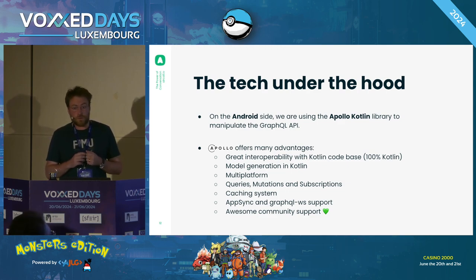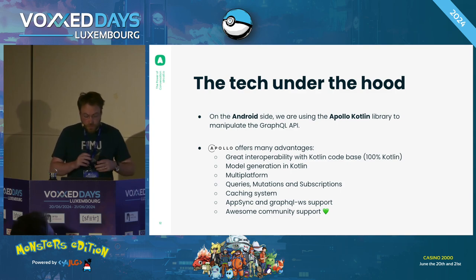It had the advantage also of being multi-platform. If you are interested in the Kotlin multi-platform ecosystem, you can use this Kotlin library to make Android, iOS, and web apps. It has support for query, mutation, and subscription, but that's the GraphQL classic stuff. It has a caching system, and nice interoperability with AppSync and GraphQL support. And mainly also, the community and the maintainers of Apollo are awesome. You can reach the maintainers and they quickly answer and solve the problem. That's a very good thing.